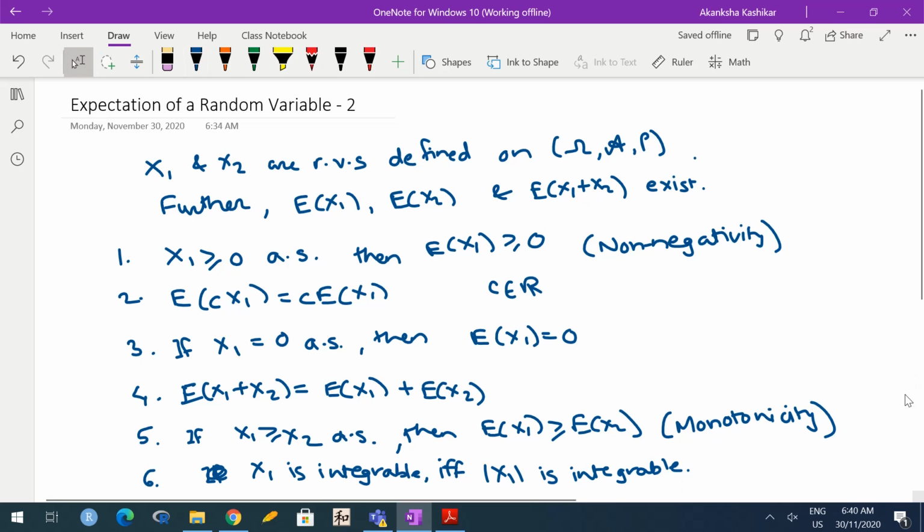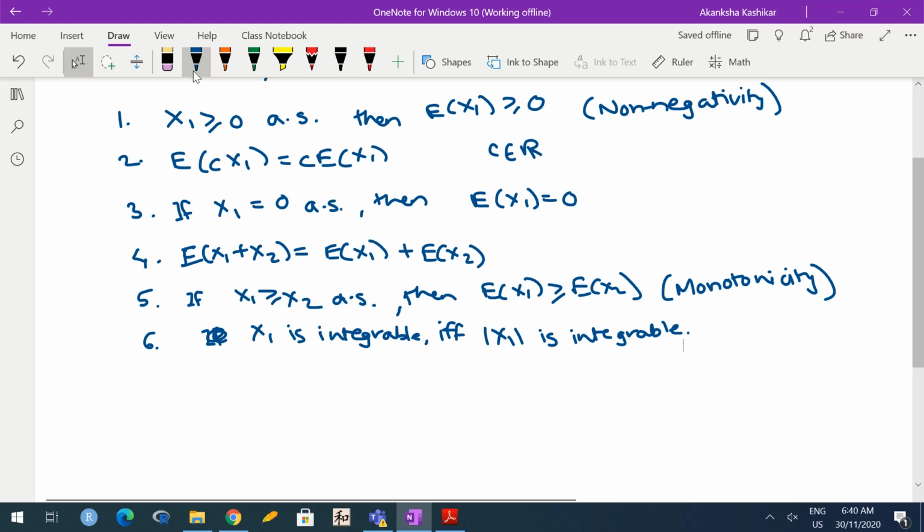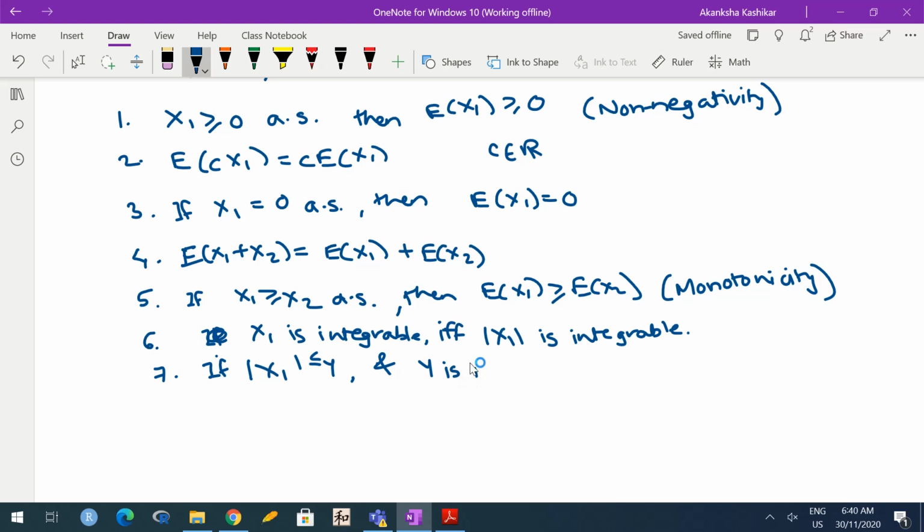And we'll have one more property. Let me write it down. If mod X1 is less than or equal to Y and Y is integrable, then X1 is also integrable. Okay, so if mod X1 is less than or equal to Y and Y is integrable, then X1 is also integrable. Okay, so before starting with these properties, there are a couple of smaller results which might come in handy while proving these things. So let me start with those results first.